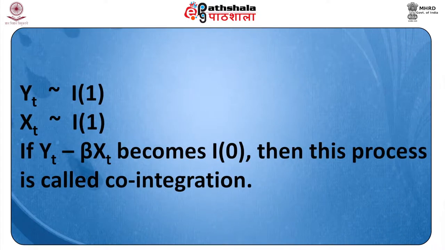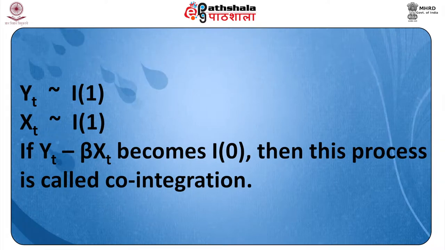Cointegration studies the short-run and long-run dynamics of the series and links short-run behavior with long-run behavior. It is said that if there is a long-run relationship between two given series, then they are said to be cointegrated. For example, if yt is integrated of order I(1) and xt is also distributed as I(1), and yt minus beta xt becomes I(0), then this process is called cointegration. In economic terms, if two variables have a long-term or equilibrium relationship, they will be cointegrated.